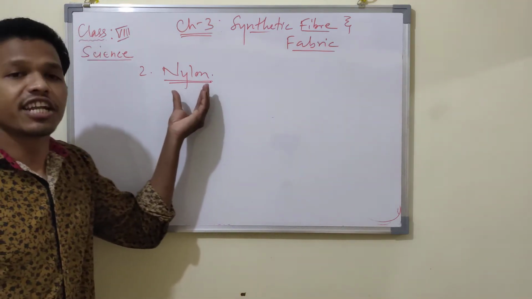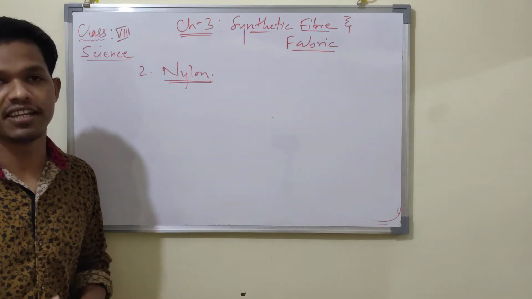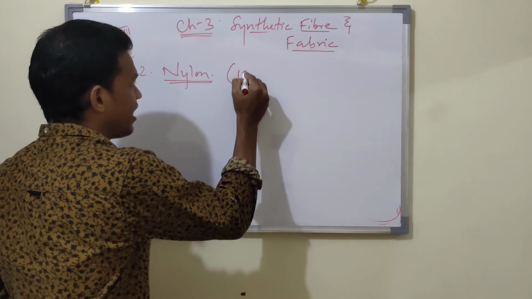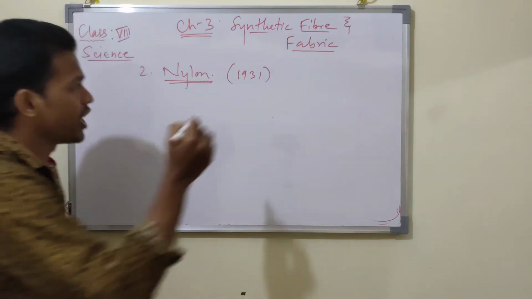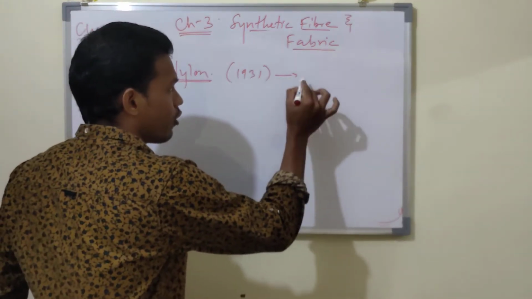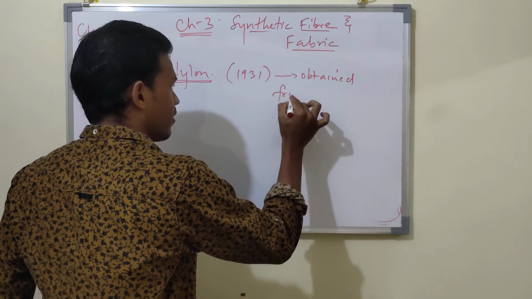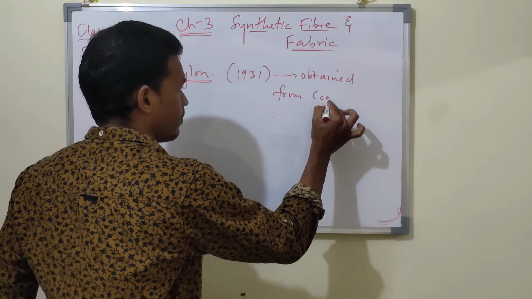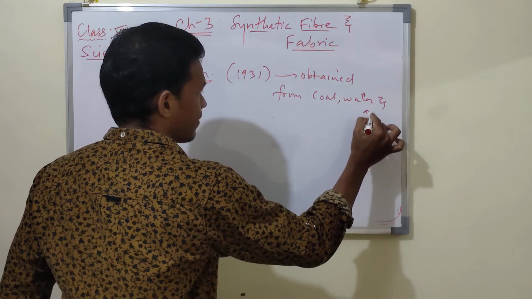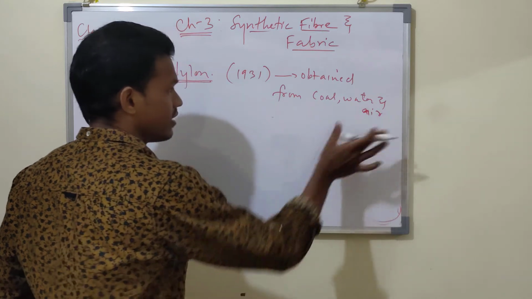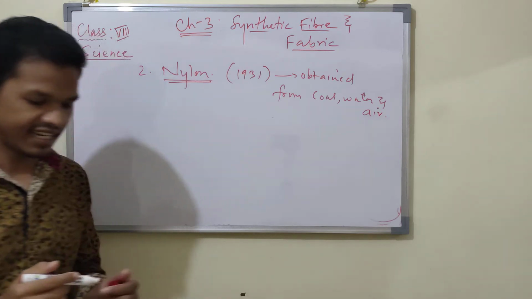This nylon is a synthetic fiber. This is a man-made fiber. It was first made in 1931. This nylon is obtained from where? From coal, water, and air. This fiber is obtained from coal, water, and air.